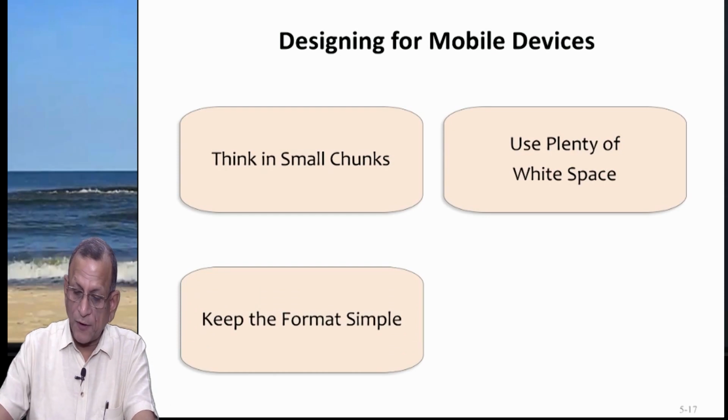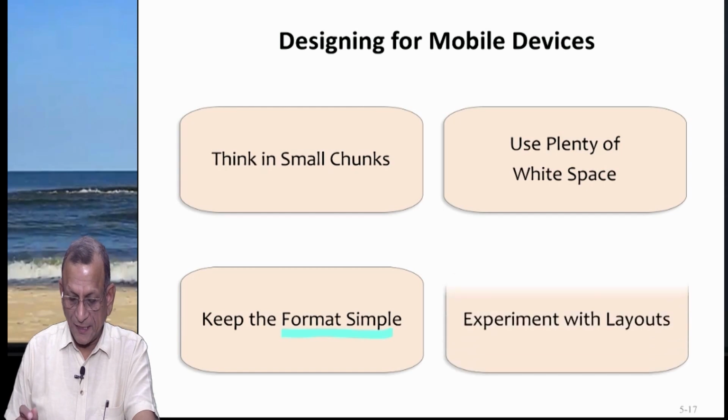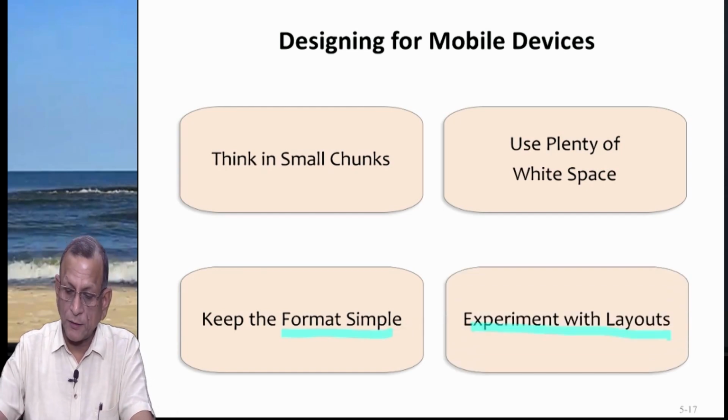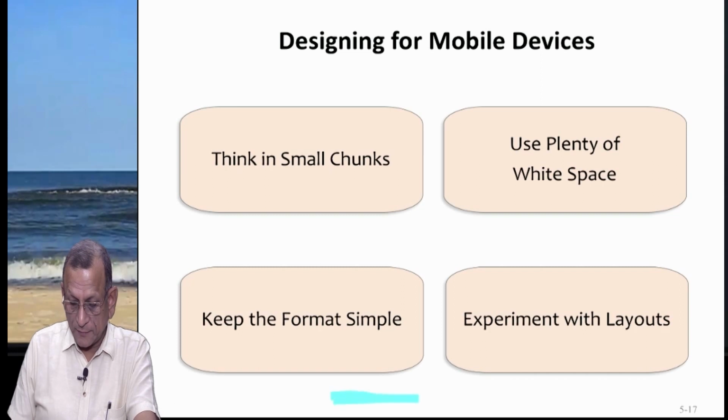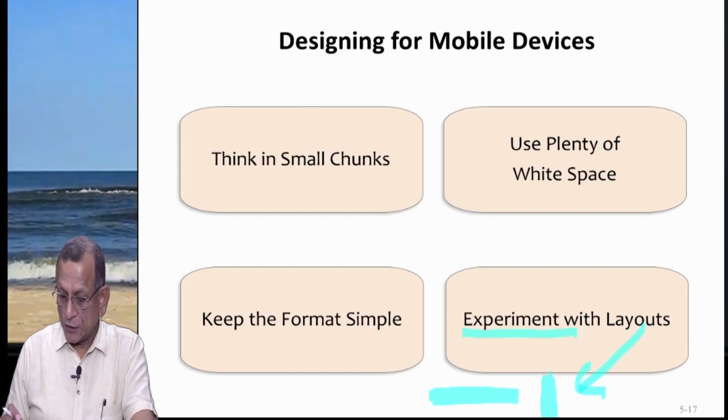Then keep the format simple. And finally, experiment with layouts. Experiment with layouts means what? A person may read this document horizontally or vertically. These are the experiments with layouts. In this fashion, friends, we have understood how you can produce the document.